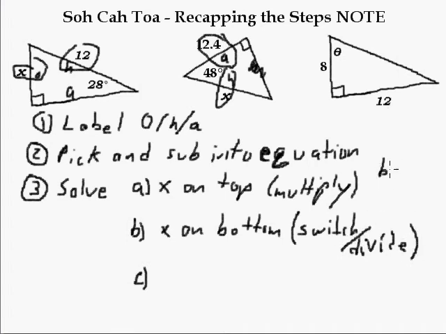Now, I should probably put in here by sine, cos, or tan. So this is what you're multiplying by, or this is what you're dividing by, the sine, cos, or tan of that angle. Now, that's for the x's, that's for the sides on the top and bottom.